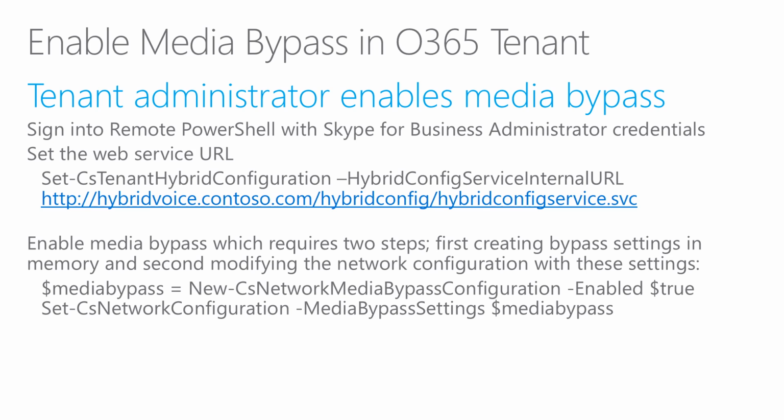Second, you need to enable the media bypass settings. This requires two steps. First, we need to create the bypass settings in memory, and second, we then need to modify the network configuration with these settings. Use a variable. In our example here, we're using $mediaBypass to store the network settings. So $mediaBypass = New-CsNetworkMediaBypassConfiguration -Enabled $true. Then we're going to pass these settings we've stored to Set-CsNetworkConfiguration with -MediaBypassSettings $mediaBypass.